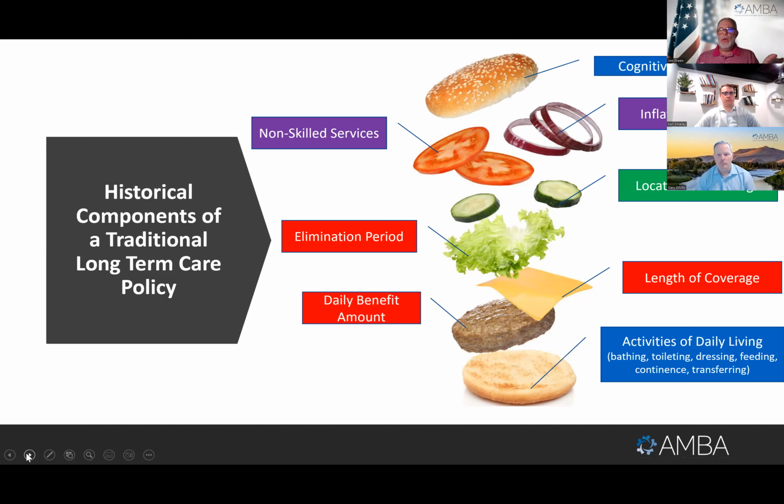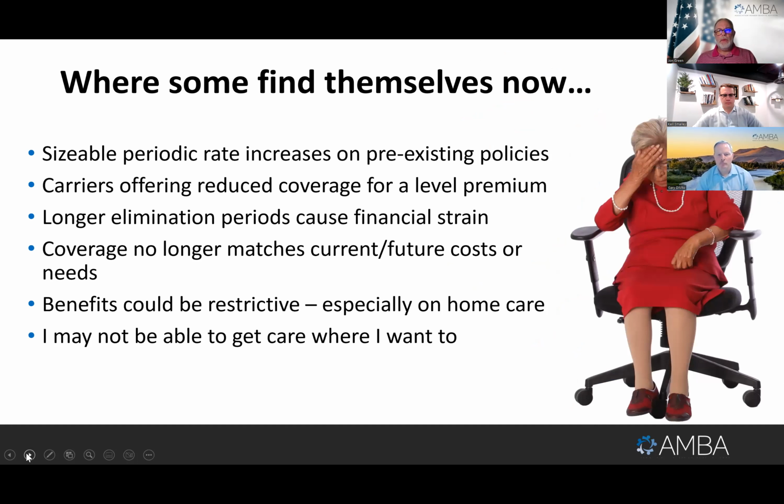And then we talk about location of coverage, whether you get non-skilled services, just like a home health aide that comes out and changes the sheets and does some light housekeeping stuff like that. And then the impact of inflation protection. So we're going to kind of touch on those a little bit, show you some modernized options and some alternatives that are out there, and encourage you to get a review of your existing policy.